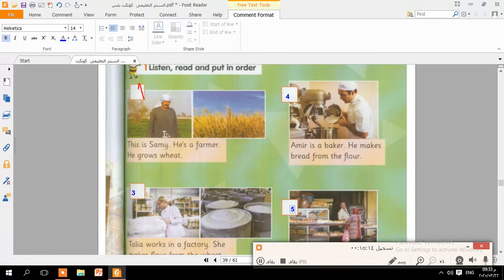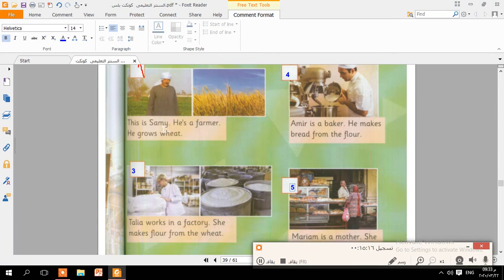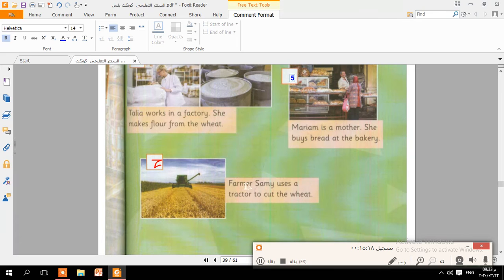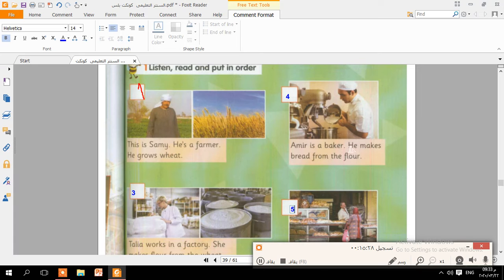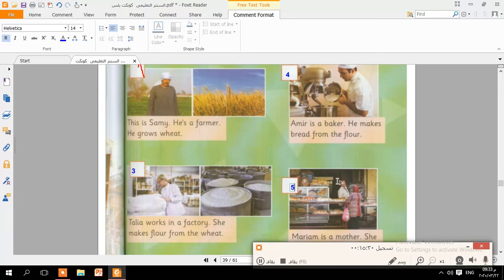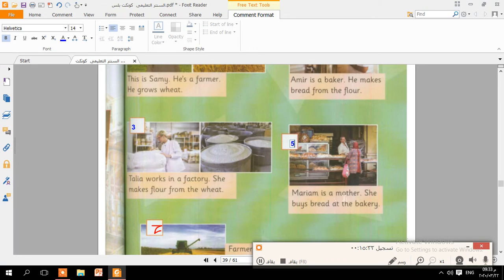So again, this is number 1. Number 2, Farmer Sammy uses a tractor to cut the wheat. Number 3, Talia works in a factory. She makes flour from the wheat. Number 4, Amir is a baker. He makes bread from the flour. Number 5, Maryam is a mother. She buys bread at the bakery.